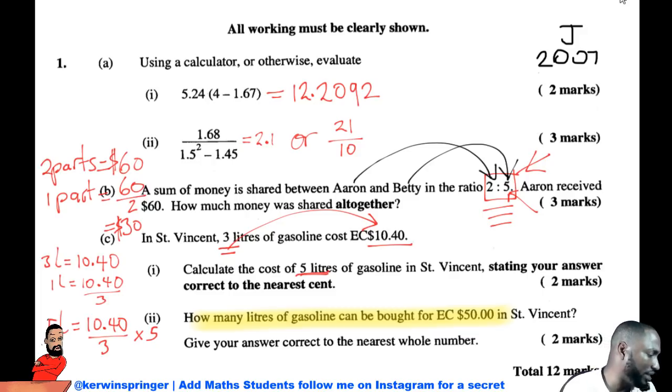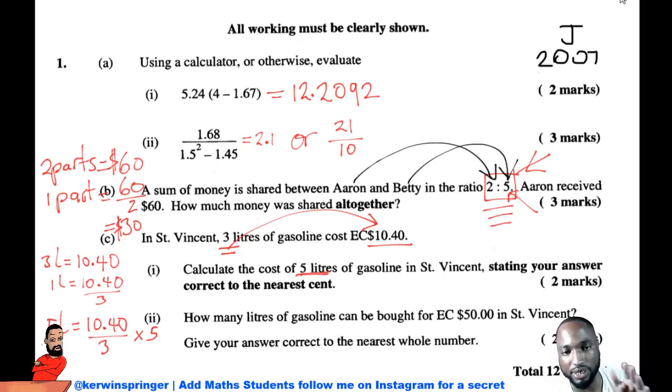Oh, there's no conversion here. My bad, I'm sorry. I was thinking this was going to be a conversion question. How many liters of gasoline can be bought for EC $50? So they're doing a little reverse.